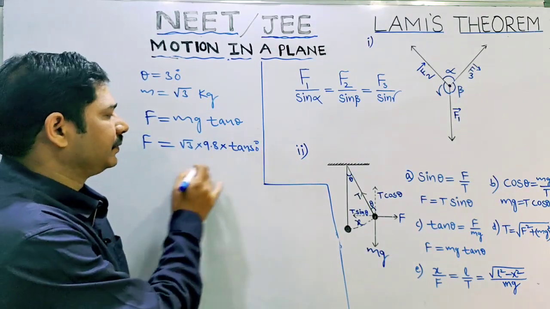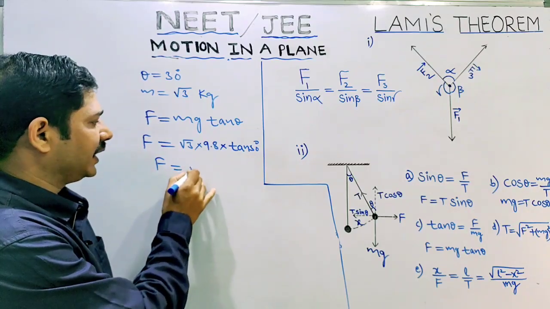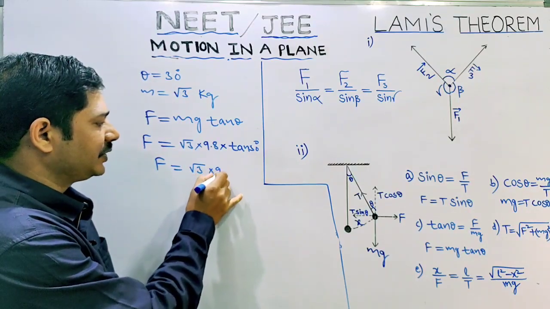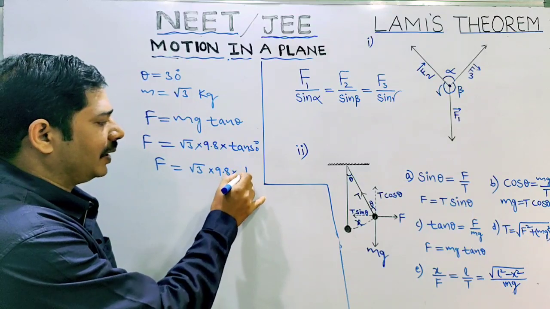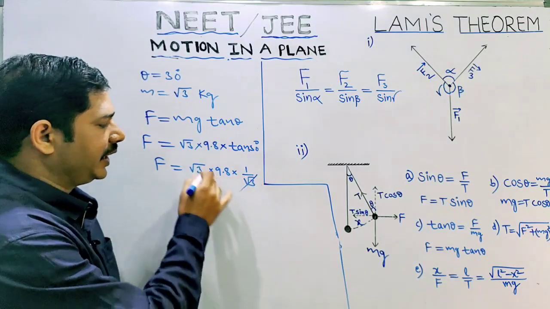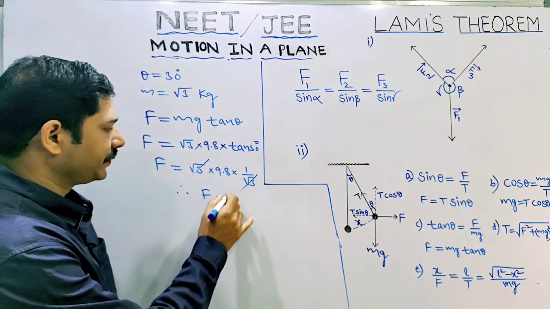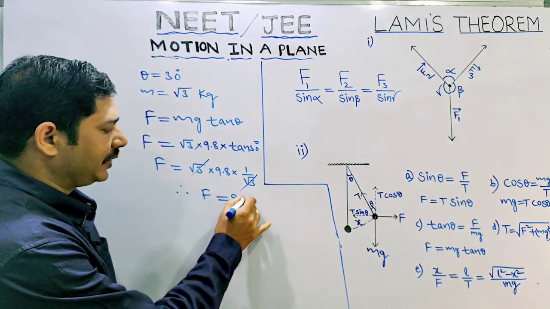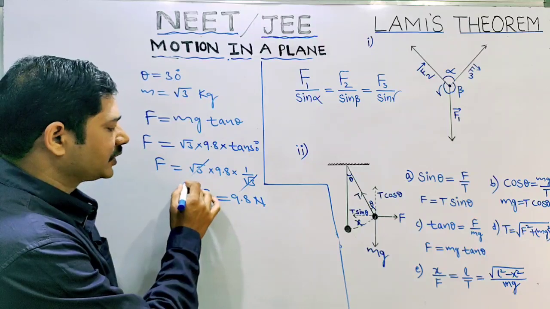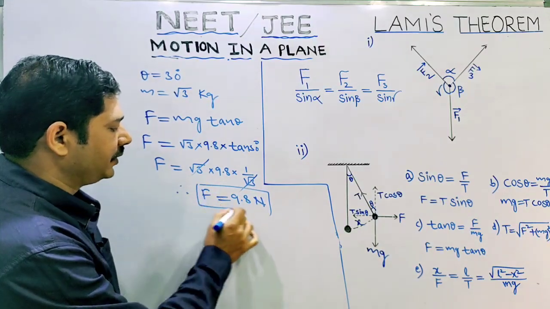Tan 30 degrees. We know that the tan 30 value is 1 by root 3. Here root 3 gets cancelled. Therefore F equals how much? 9.8 newtons. The force value we got is 9.8 newtons.